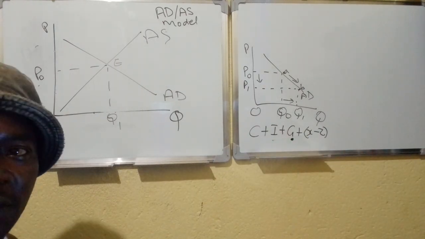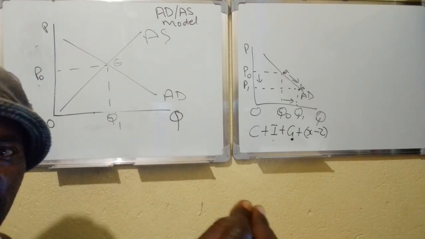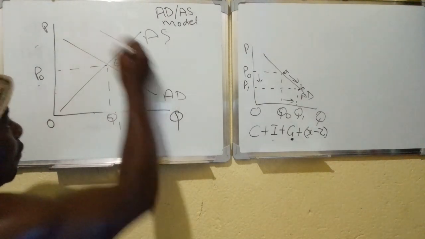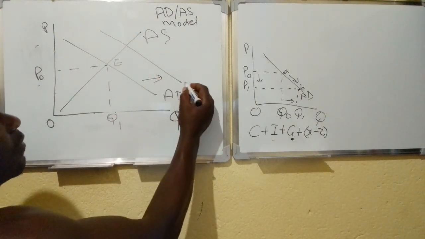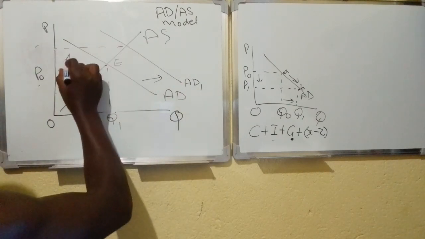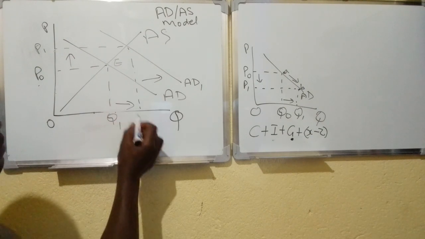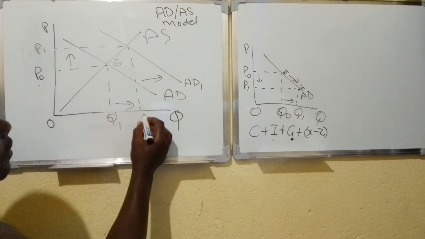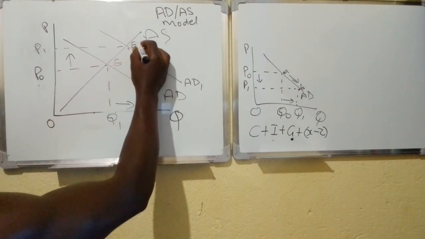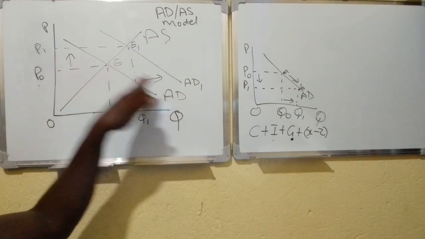As they invest, they employ more people. As they employ more people, people have more income in their hands. As people have more income in their hands, the demand for goods and services increases to AD1, causing prices to go up to P1, causing quantities demanded in the economy and supplied to go up to Q1 with a new equilibrium, E1. This is an expansionary monetary policy.